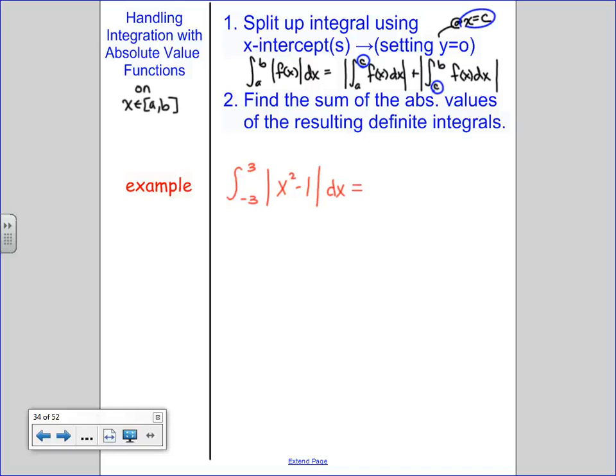Gotta find your zeros. Anybody find your zeros yet? As soon as you see absolute value bars, you better be like, ooh, zeros. Let's solve for them off to the side. X equals plus or minus 1. Do you split it up with those? Plus and minus.